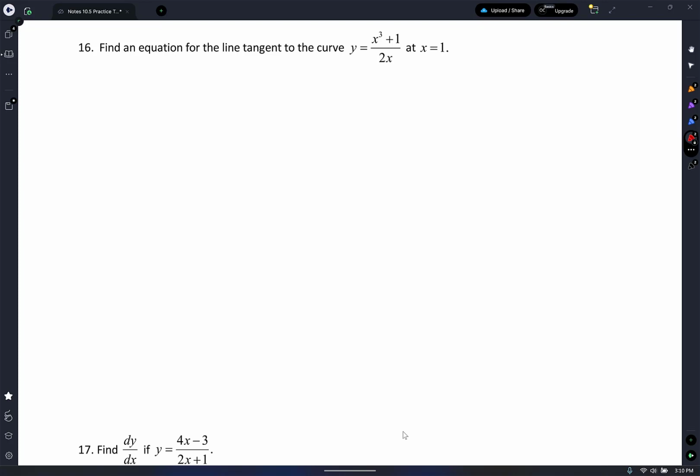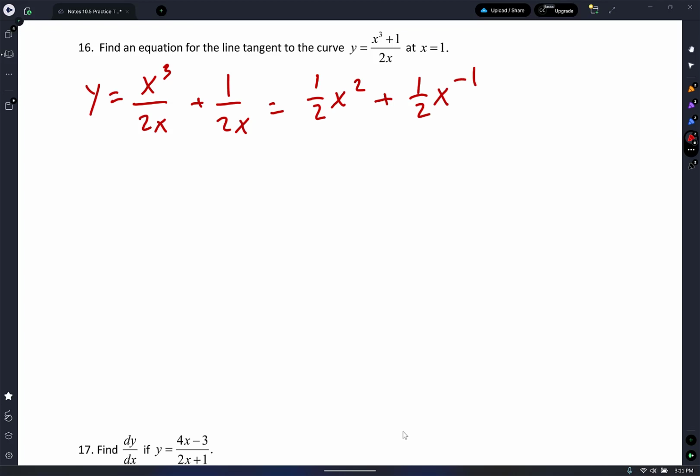All right, question 16. You don't have to use the quotient rule, guys. You can. I always think it's easier to use the power rule. It says find an equation for the line tangent to the curve (x cubed plus 1) over 2x at x equals 1. So how do I know when to do quotient and when to do power? If you're dividing by one term, you can always make this simpler. This is the same as x cubed over 2x plus 1 over 2x, which is 1/2 x squared plus 1/2 x to the negative 1. I brought that x up, and I canceled one of the x's.